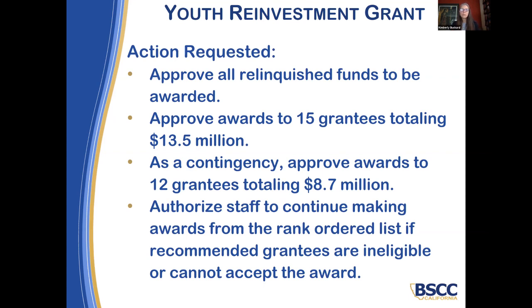So basically what we're asking you for today is to approve all relinquished funds to be awarded, to approve awards to 15 grantees totaling $13.5 million, and then as a contingency, also approving awards to 12 grantees totaling $8.7 million, and then authorizing staff to continue making awards from the rank ordered list if recommended grantees turn out to be ineligible for some reason or for whatever reason cannot accept the award.